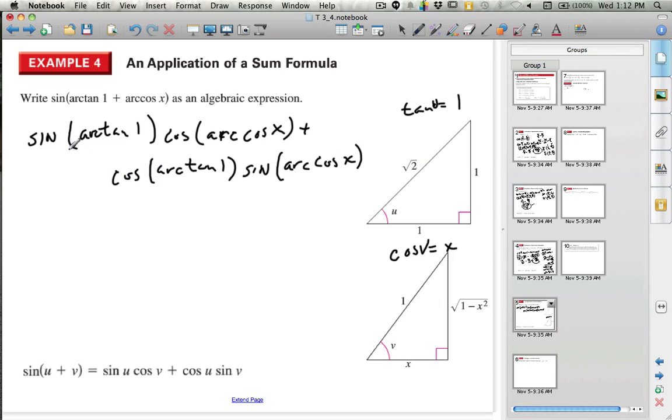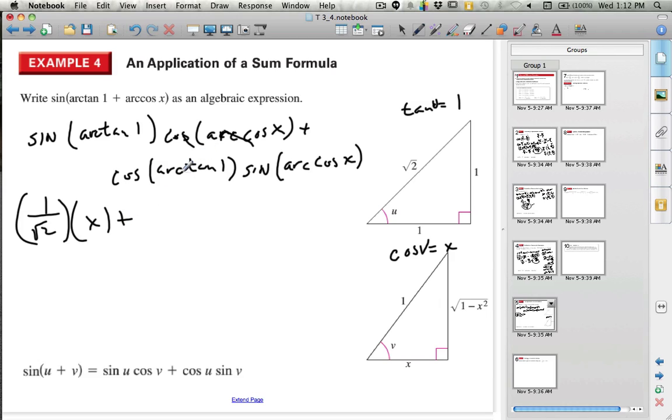So now the sine from this angle, which is arctan 1, would be opposite over hypotenuse, so 1 over radical 2, times the cosine of arc cosine x. So, right, the cosine of the angle that has a cosine of x is going to be x. So cosine of arc cosine, these things cancel each other out essentially.